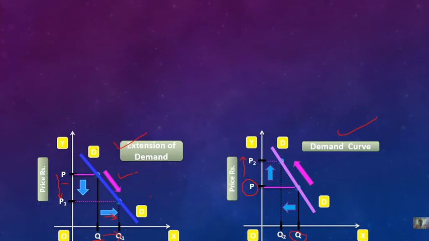So this is the demand curve in case of contraction in demand, that is, a rise in price from the original price P to P2, and quantity demanded falls from Q to Q2. That is known as contraction in demand.